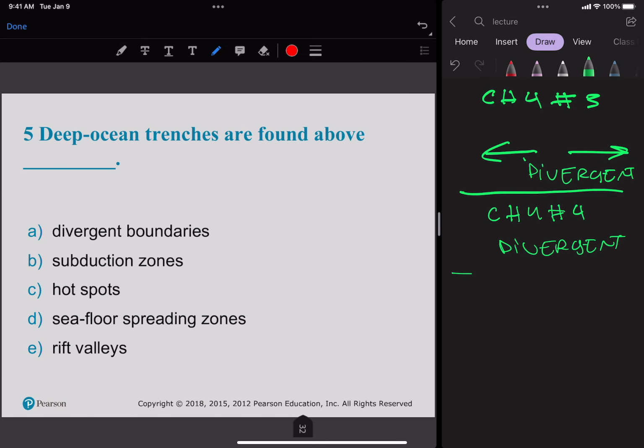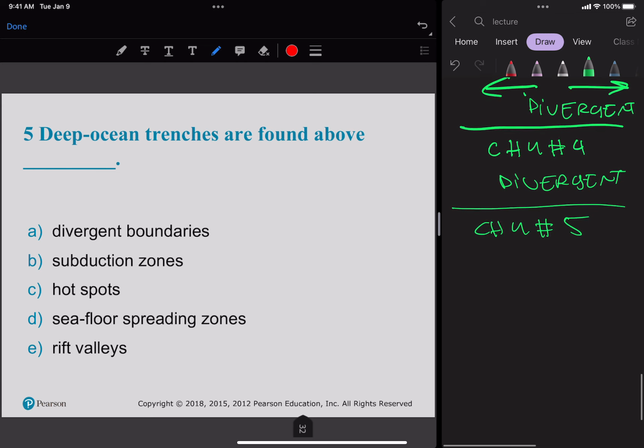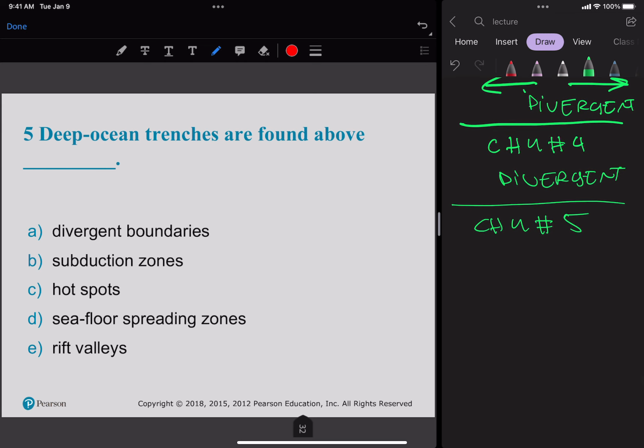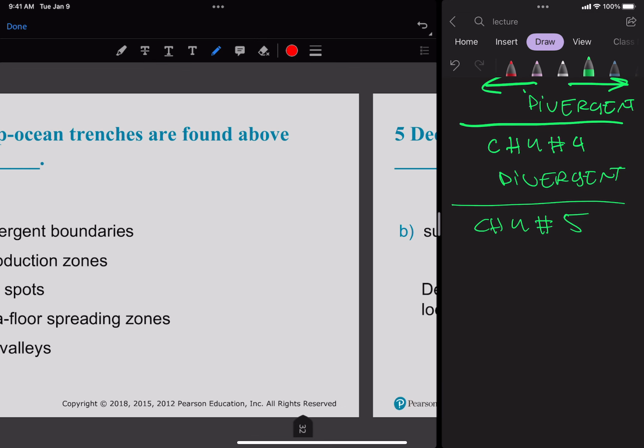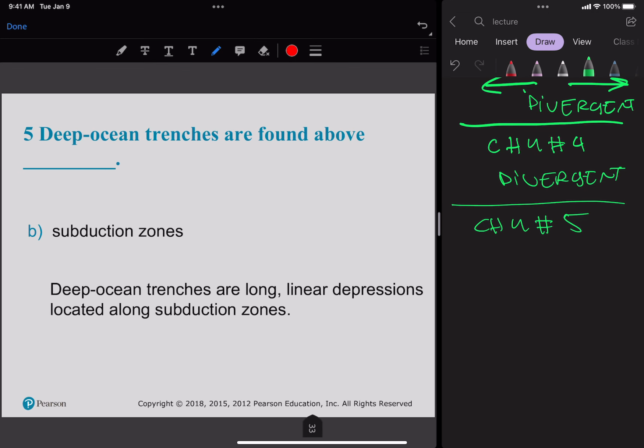So next question, chapter 4, number 5. So where are deep ocean trenches found? Over which kind of boundary? So deep ocean trenches are found over subduction zones. And another word for subduction zone is a convergent boundary.